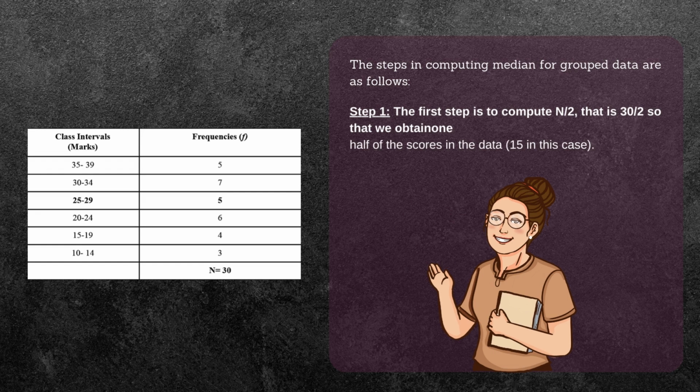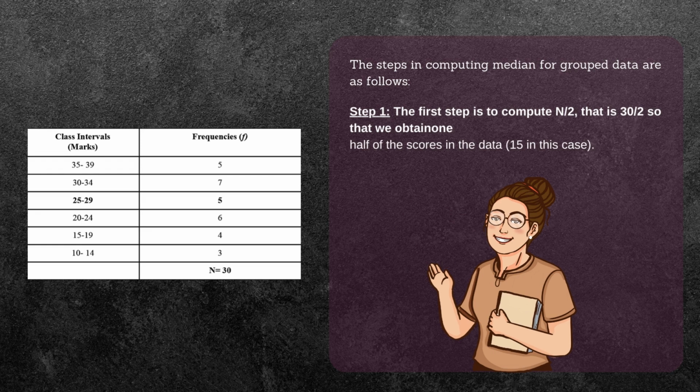You can start the calculation from the beginning, from class interval 10 to 14, adding the frequencies: 3 plus 4 is 7, plus 6 is 13, and then we have 5, which is equal to 18. So the 15th position lies in the class interval 25 to 29. This would be the median class interval, and with this class interval we will calculate further for the median calculation.